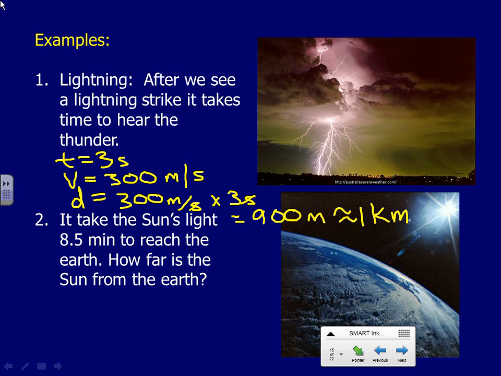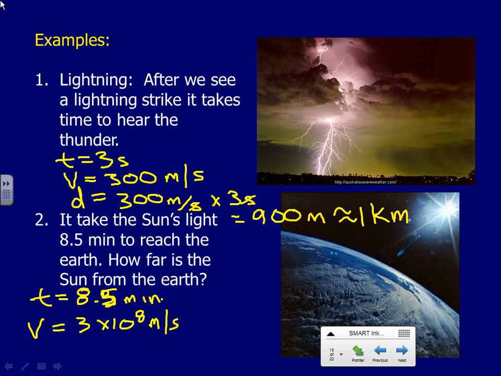All right, that's fine. It takes the sun's light 8.5 minutes to reach the Earth. We could measure the sun-Earth distance the same way. In this case, the time is 8.5 minutes. The speed we'll write in scientific notation on this one: 3 times 10 to the 8th meters per second, because this is light this time. We're not looking at the sound.